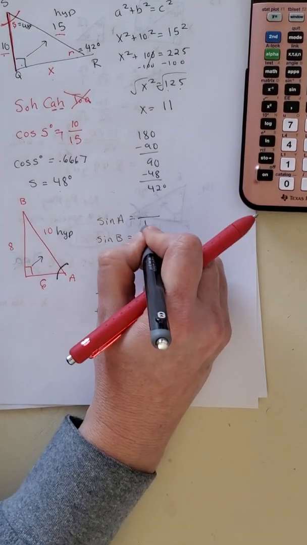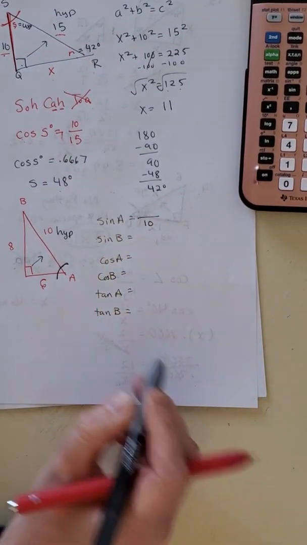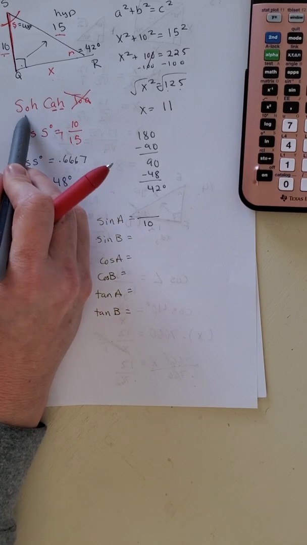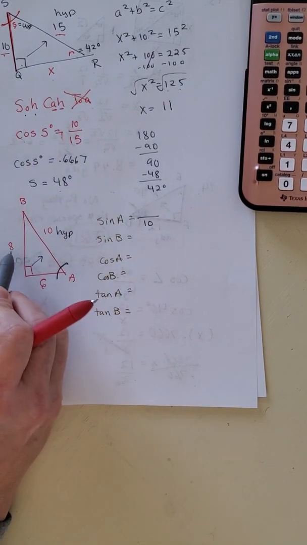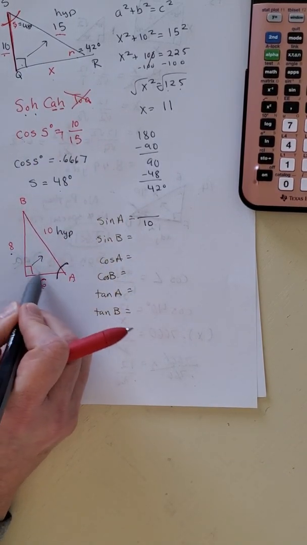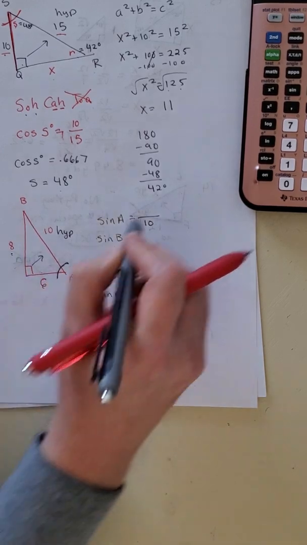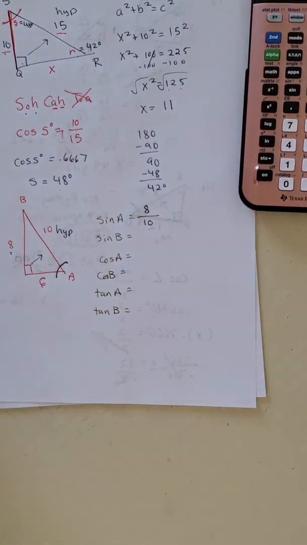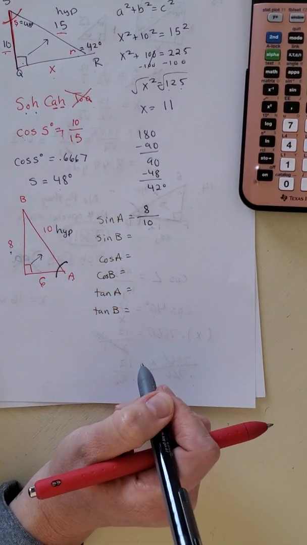So I'm going to have a 10 in the denominator. Sine is opposite to hypotenuse. Opposite of A is across from A or not touching A. Right, this side is touching A, so it would be 8 over 10. Now, if you have 8 over 10, that will reduce, so you do need to reduce it. I'm going to reduce them all at the end, though.